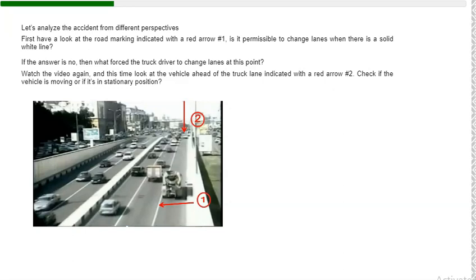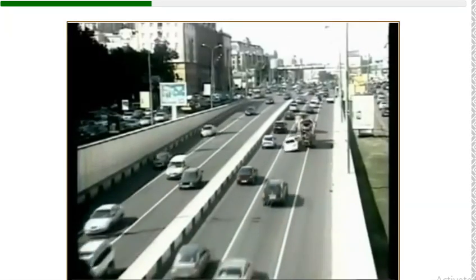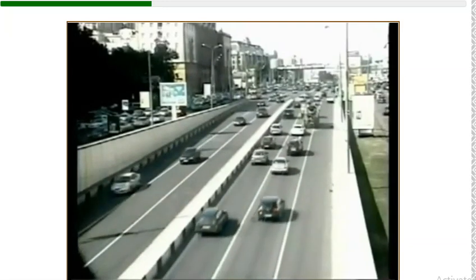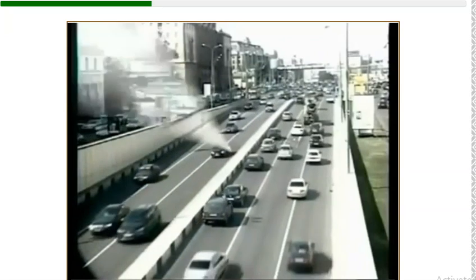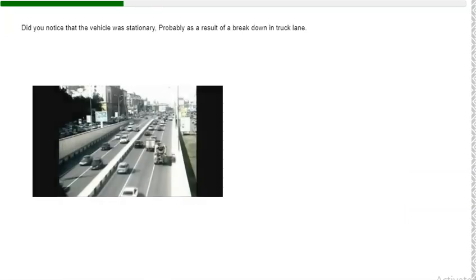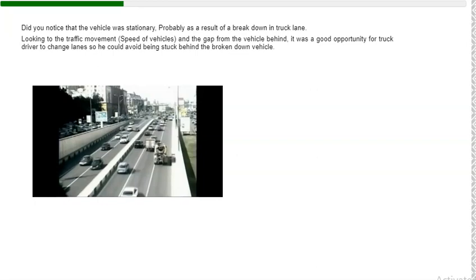Watch the video again, and this time look at the vehicle ahead of the truck lane indicated with a red arrow number 2. Check if the vehicle is moving or if it's in a stationary position. Did you notice that the vehicle was stationary, probably as a result of a breakdown in the truck lane? Looking at the traffic movement speed of vehicles and the gap from the vehicle behind, it was a good opportunity for the truck driver to change lanes so he could avoid being stuck behind the broken down vehicle.